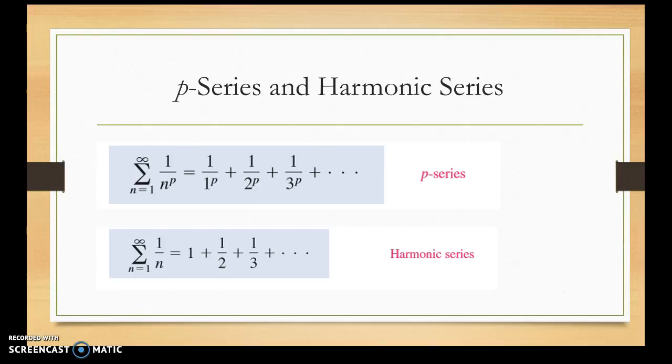Okay, next, P series in the harmonic series. So a P series, 1 over n to the p, where p is a positive constant.